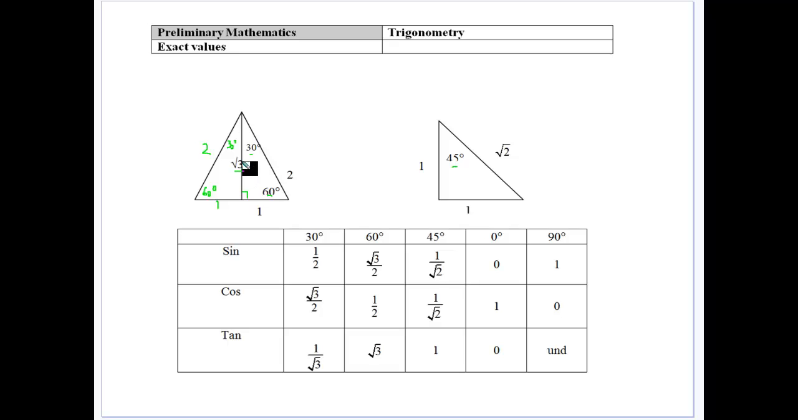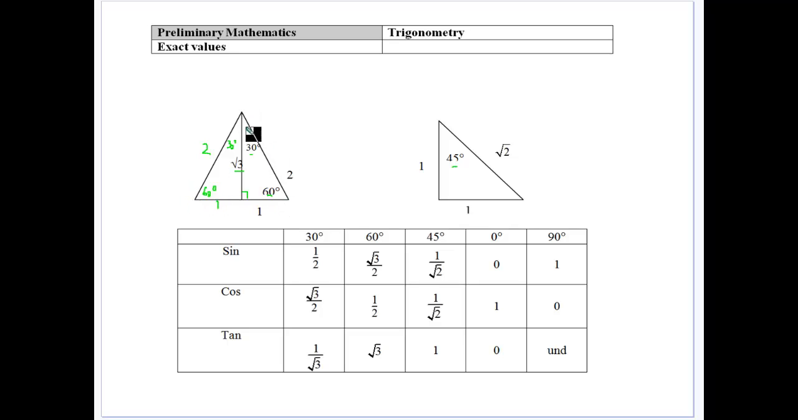Now for 60 degrees, our opposite and our adjacent swap around. Root 3 is now the opposite, 1 is the adjacent, so sine of 60 becomes root 3 on 2, because it's the opposite on the hypotenuse. Cos of 60 becomes 1 on 2, because it's adjacent on the hypotenuse. And tan of 60 degrees gives us root 3 on 1, or just root 3, because it's the opposite on the adjacent. So that's where we get our 30 and 60 degrees.